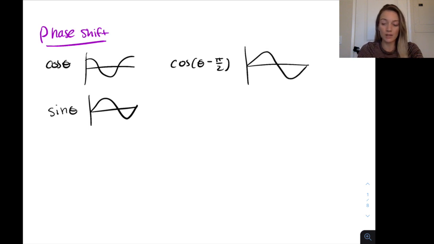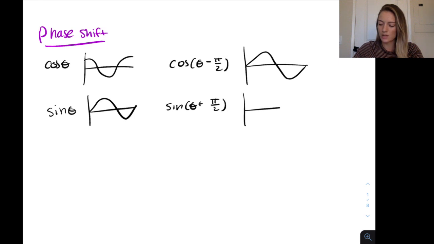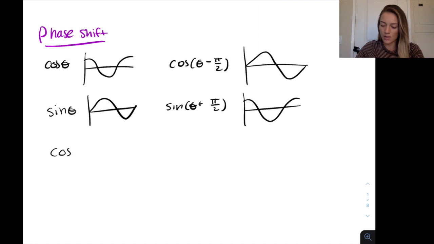Similarly, if I wanted to make my sine graph look like a cosine graph, I could just add pi over 2 to the argument. Sine of theta plus pi over 2 looks like a cosine graph. So sine and cosine are related by a phase shift of 90 degrees, by pi over 2. So this is just a trig identity that cosine of theta minus pi over 2 is equal to sine theta, and sine of theta plus pi over 2 is equal to cosine theta.